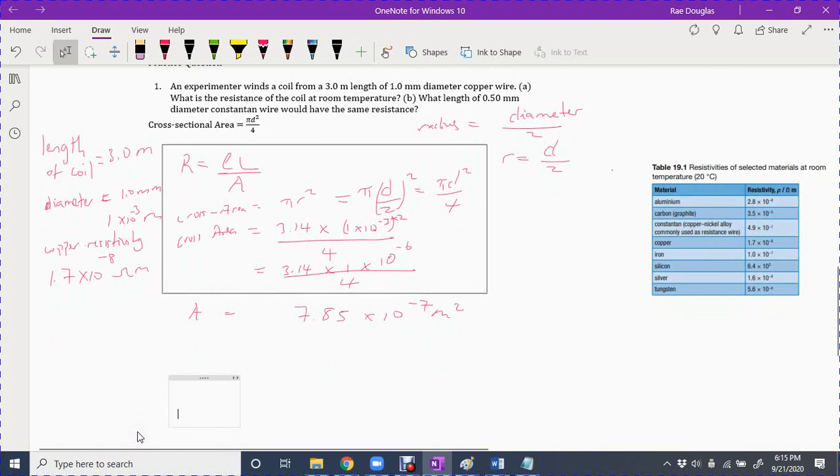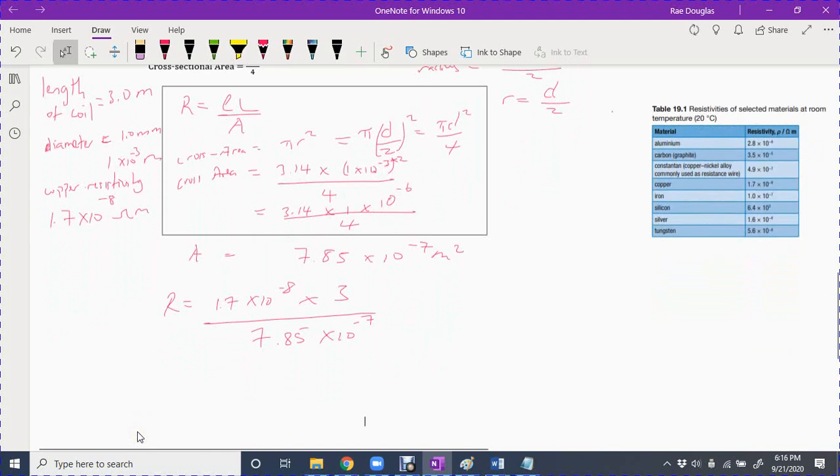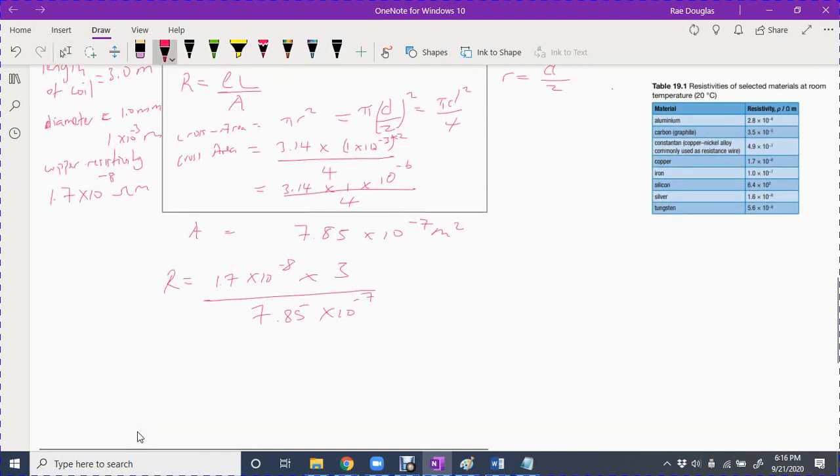Good. So we can now go back to our resistance question to find the resistance for copper. So yes, our resistivity is 1.7 times 10 to the minus 8. We know our length to be 3 meters. All of that divided by the area, which is 7.85 times 10 to the minus 7. Having said all of this, we can now come up with an answer, right?